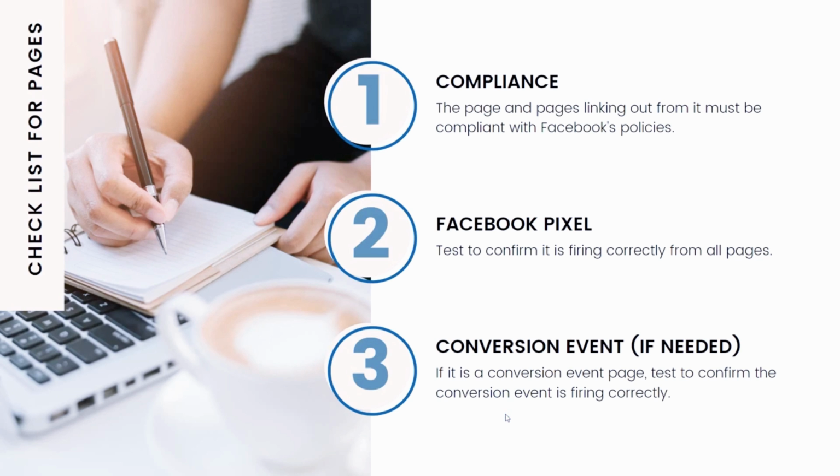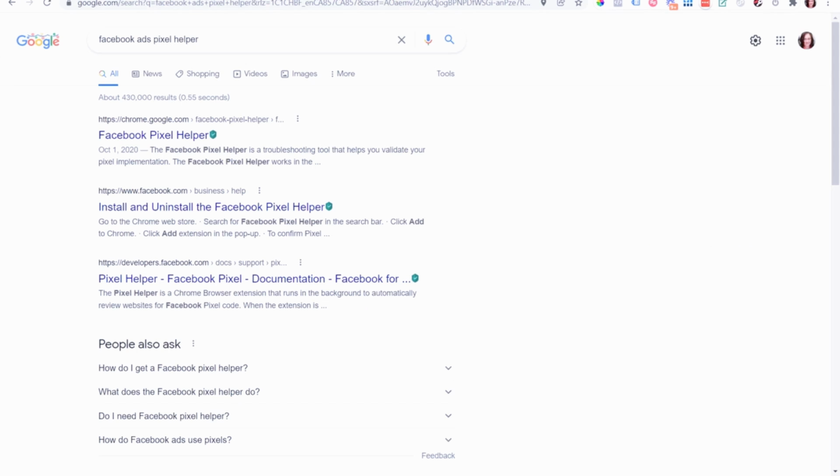So what I like to do is take the lander and go through the compliance. Like I said, I'm going to take you through compliance once you get to the ad creation level, just because it's easier to cover all the compliance issues together in one place. Then next, I need to test and make sure that the Facebook pixel has actually been installed and is firing. So let me show you a really quick way to do that.